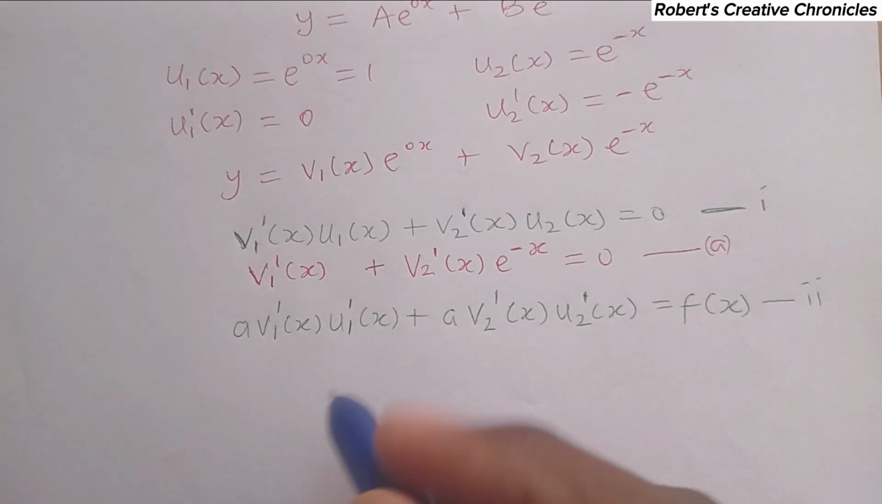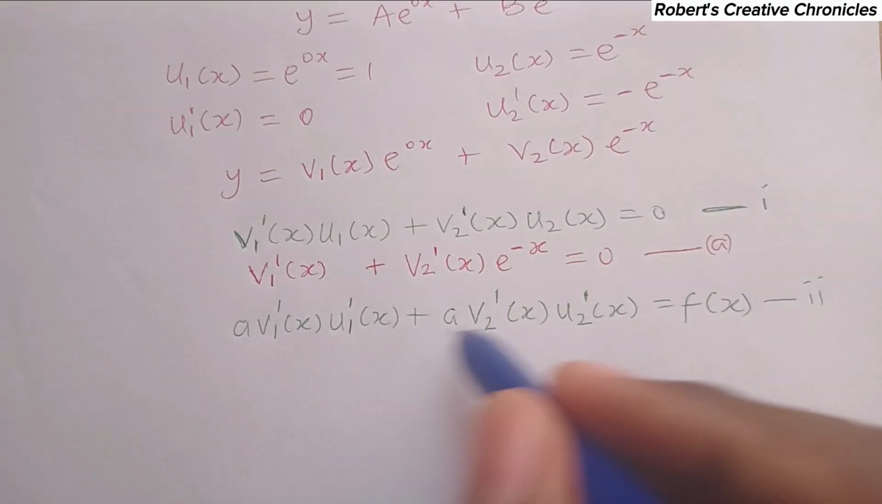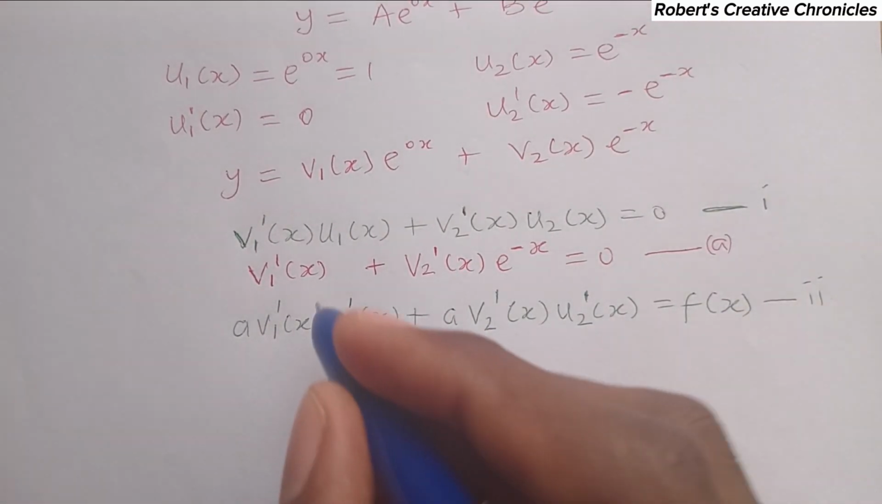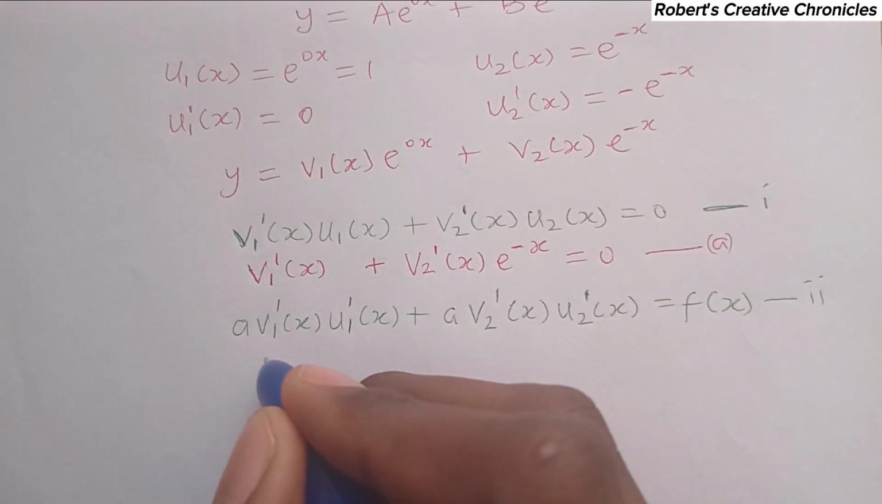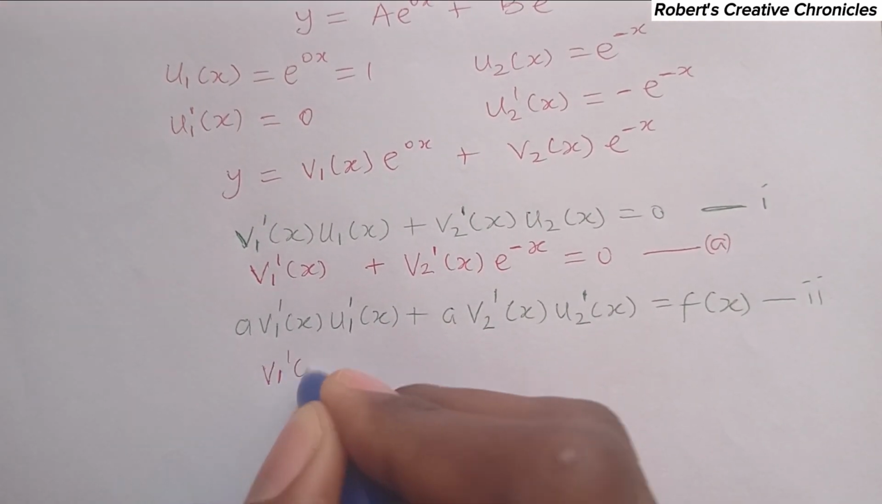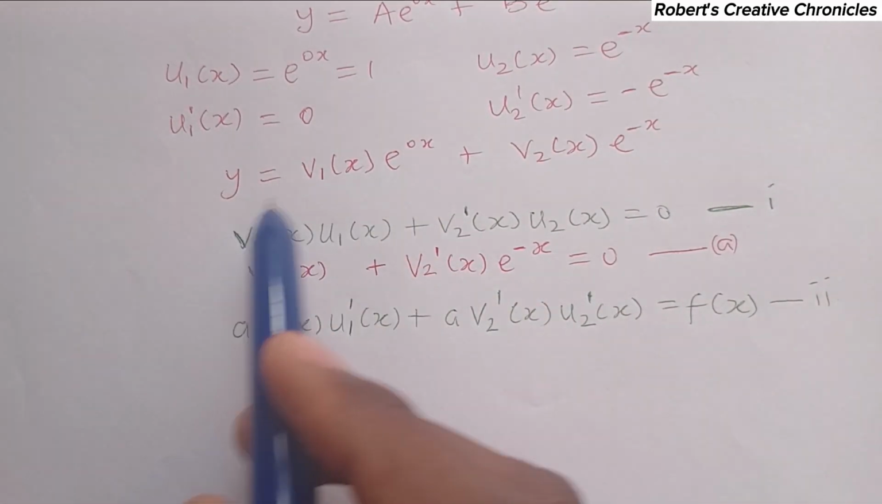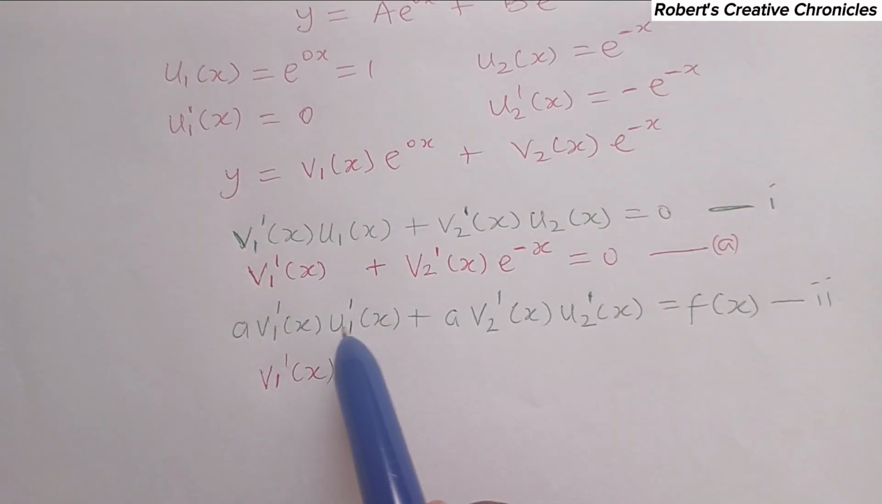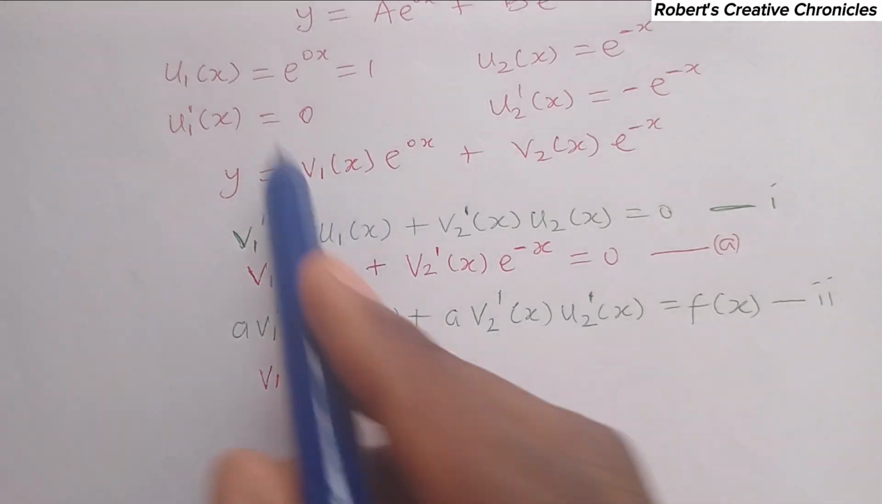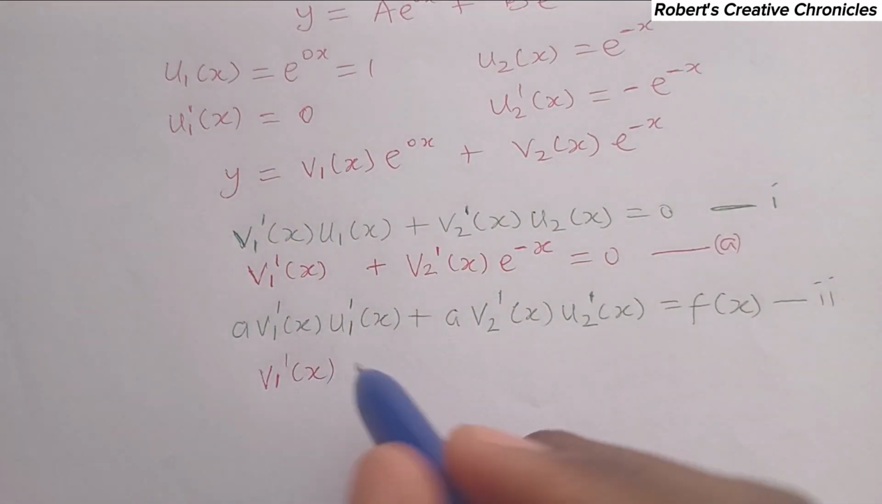Then let's substitute in the second equation. A is 1, f of x is x. So this becomes what? u1 prime x. Then u1 prime is what? It is 0. So here will be 0.